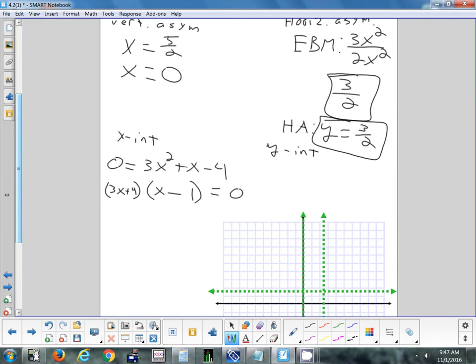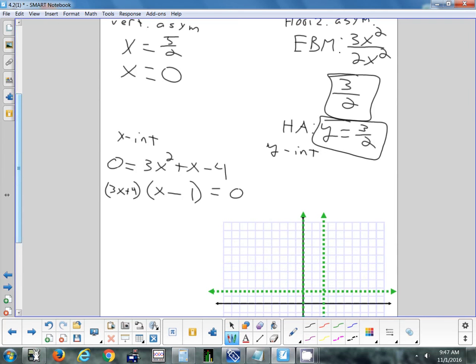Does that work? Wouldn't it be 2 and 2? Does it have to be 1? So that gives me 3x squared, and that gives me minus 3x plus 4. Negative 3 plus 4 is positive 1, and 4 times negative 1 is negative 4. So that's how the top factors.